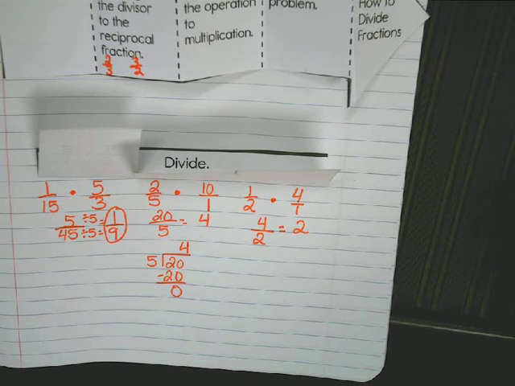So what do you do with the first fraction? Leave it. What do you do with the second one? Flip it. What else do you do? Multiply. Change division to multiply.